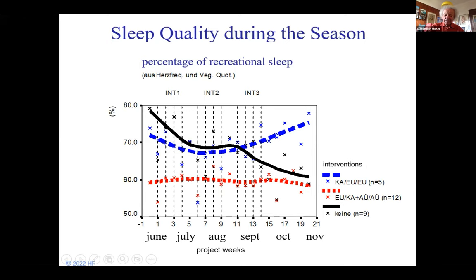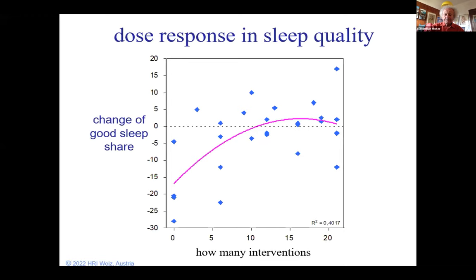So the next question was, is there even a dose-effect relationship? And yes, it is. You can see here the changes over the 6 months. If it is zero, there is no change in sleep quality. If it's minus, then the sleep quality has decreased over 6 months. If it's plus, it has improved. And it's clearly seen that at about 12 interventions, you have a level which stays the same, but the people who made many interventions had much better values than the ones that had no interventions. And it's even a statistically significant dose-effect relation.